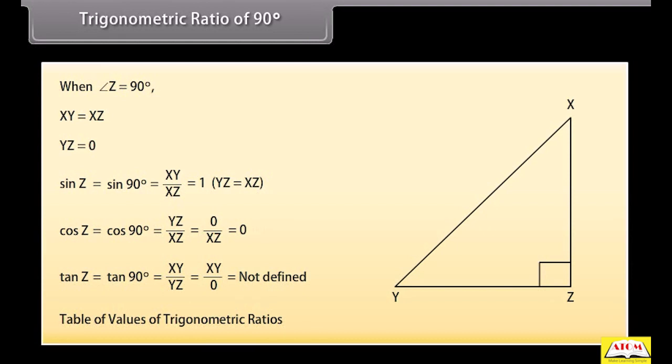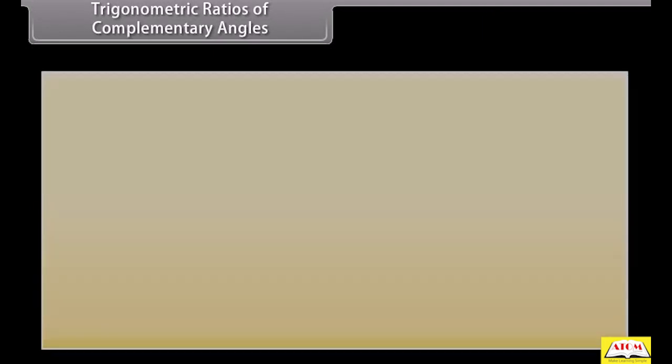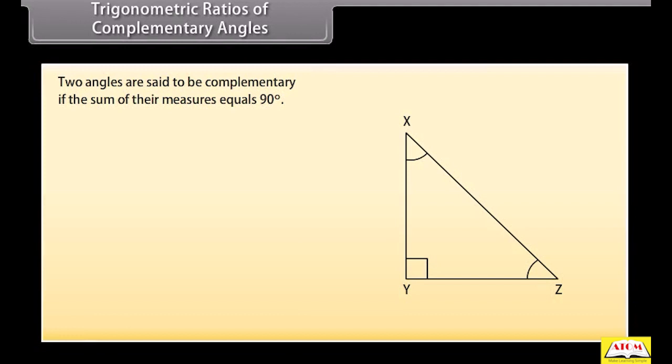Let us summarize our exercise in a table. Trigonometric ratios of complementary angles. Two angles are said to be complementary if the sum of their measures equals 90 degree. Consider the triangle XYZ, right-angled at Y.